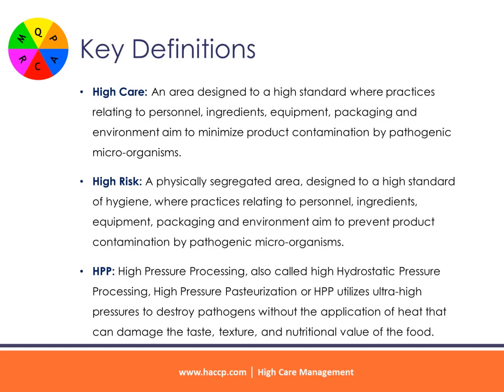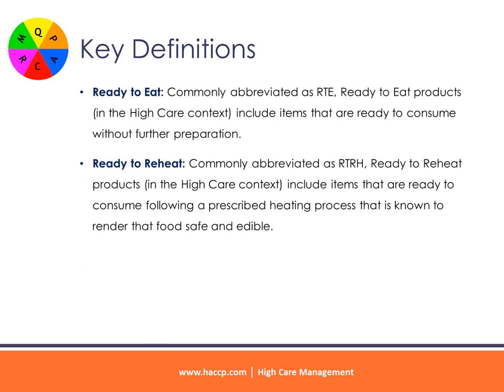HPP, high pressure processing, also called high hydrostatic pressure processing. High-pressure pasteurization or HPP utilizes ultra-high pressures to destroy pathogens without the application of heat that can damage the taste, texture, and nutritional value of the food. Ready-to-eat, commonly abbreviated as RTE. Ready-to-eat products in the high-care context include items that are ready to consume without further preparation. Ready-to-reheat, commonly abbreviated as RTRH. Ready-to-reheat products in the high-care context include items that are ready to consume following a prescribed heating process that is known to render that food safe and edible.